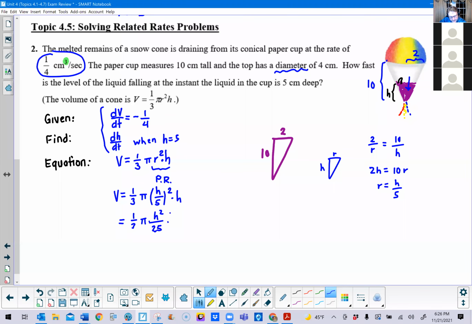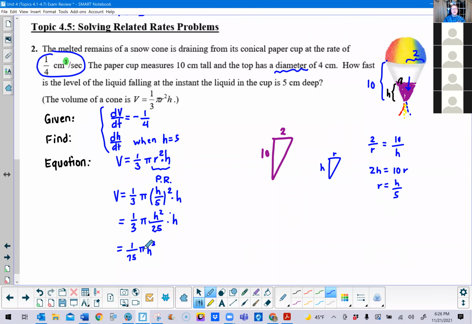times h. And then when this is a 3 right here, my pen's getting a little sluggish. 3 times 25, of course, is 75. And then the h squared and h is going to be h cubed. And then don't forget, I still have a pi hanging around, which I could put up in the top. I could put out here to the side. It doesn't really matter. And then I'm good to go.